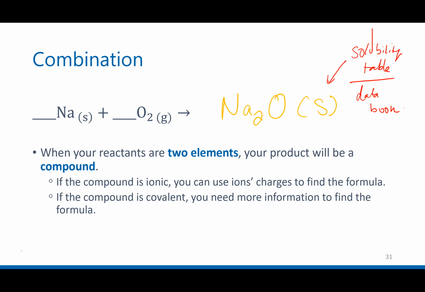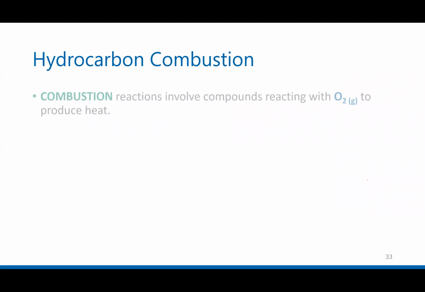So when your reactants are two elements, they form a compound. If the compound is ionic, which is what we'll do in Chemistry 1120, use the ions' charges to find the formula. If it's covalent, you'll need more information, which means it's not something you would see on a test. I would have to tell you something, or we'd have to use another book, not the data book. So really for this course, we're going to be dealing with ionic combination. Okay, so that's it for combination.